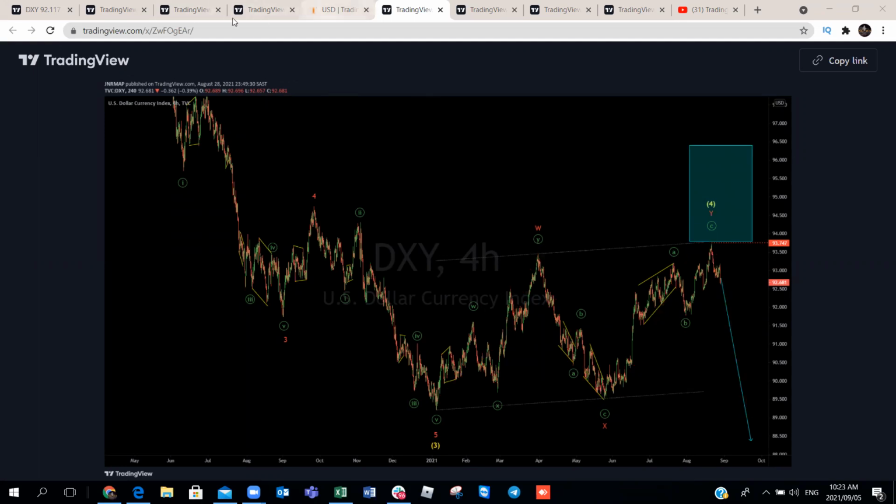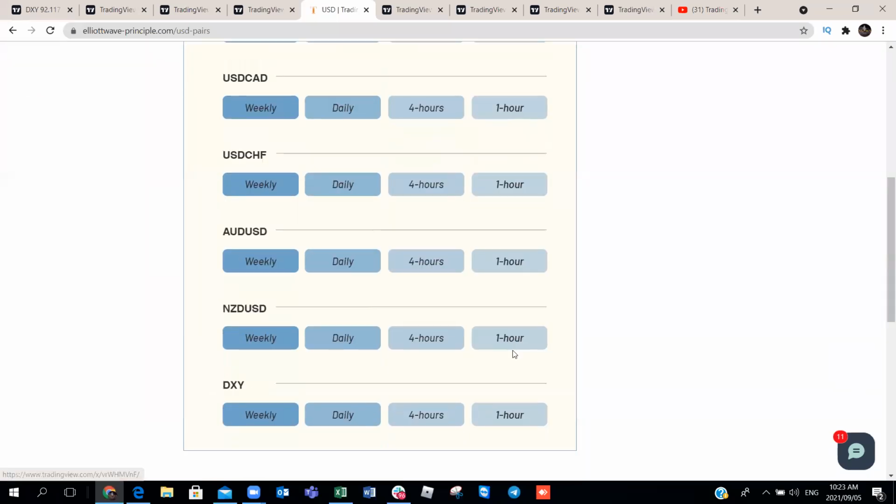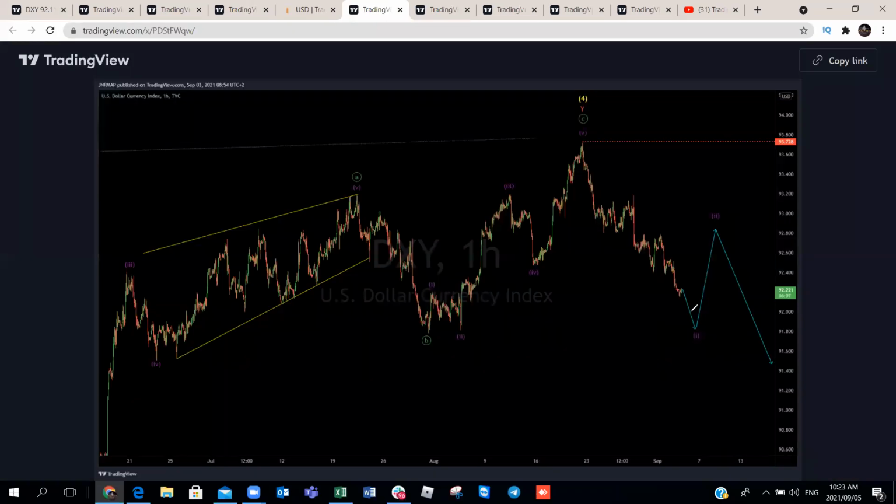Expect continuation to the downside. But if you look at the 1 hour again on the DXY, we'll be looking for this one to pull back, just like the euro, to give us a 3-wave pullback.